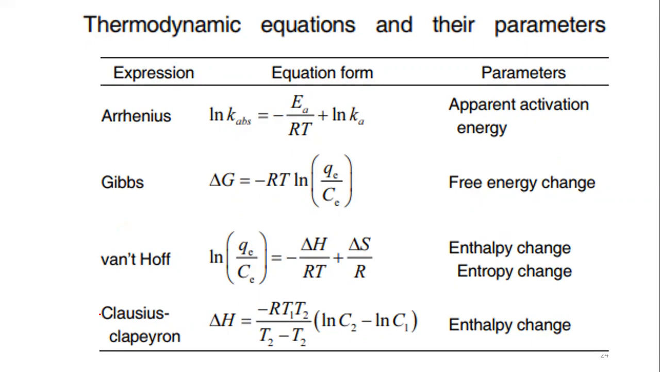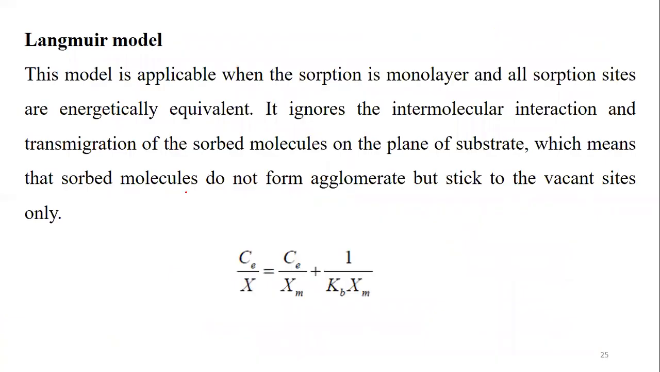So, what is the meaning of that? They are different parameters and equations. The Arrhenius equation is given over here, along with Gibbs free energy, and all of these equations you can easily apply to your thermodynamic data. That gives the apparent activation energy, free energy change, enthalpy change, and entropy change. There are different thermodynamic equations, and you can find the thermodynamic parameters by applying them.